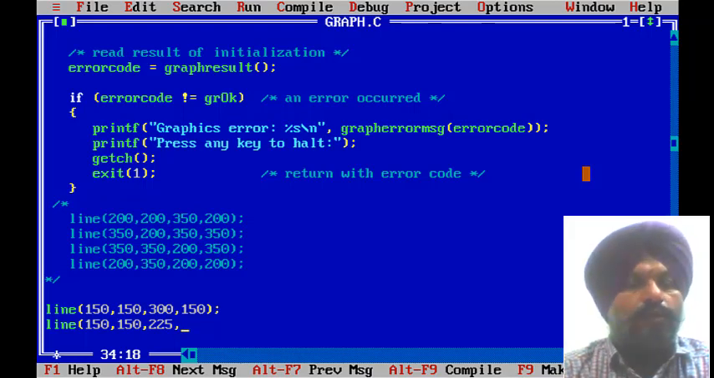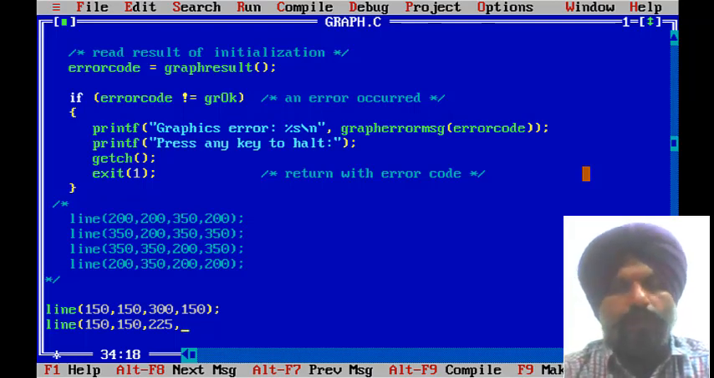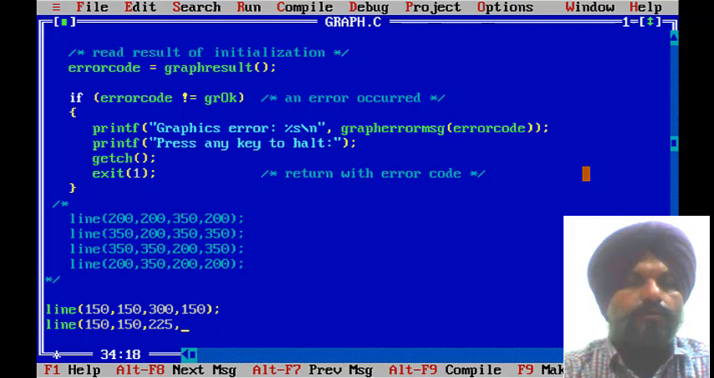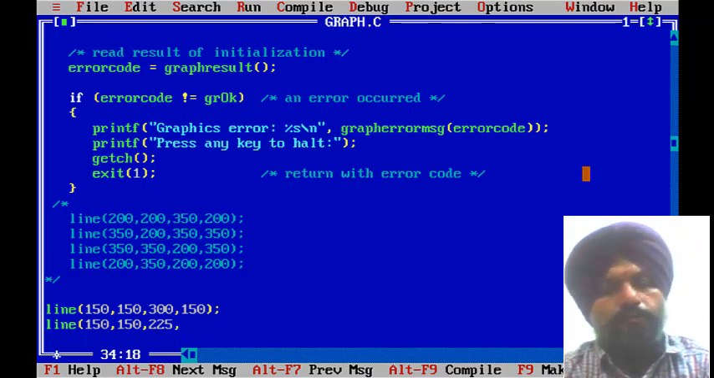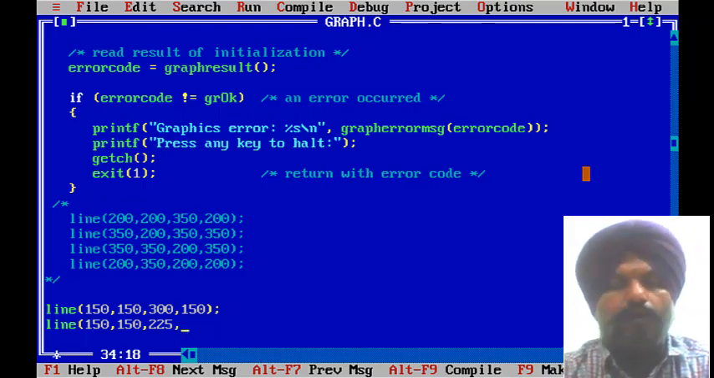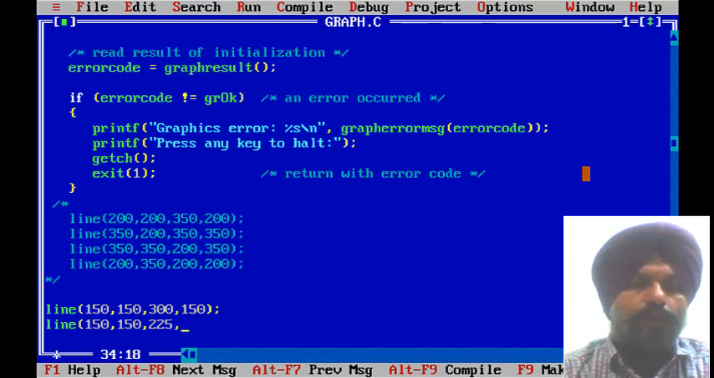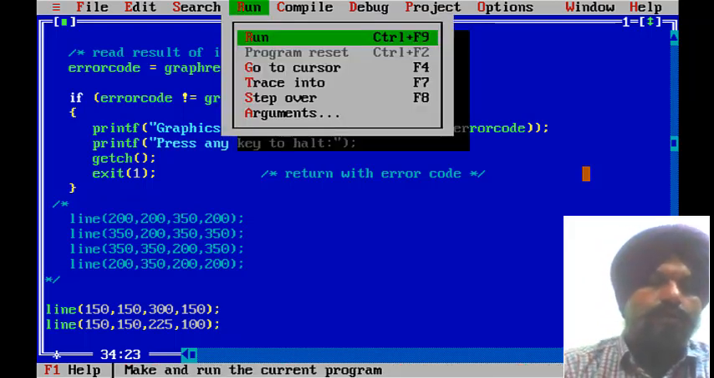the x-axis. And now what about the y-axis? We have to make the triangle in a decreasing way. So we have to decrease the value of the y-axis. Let's take it as 100, so we decrease it by 50. Now run the program.